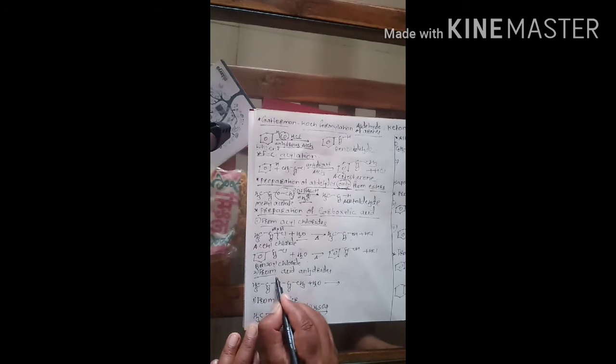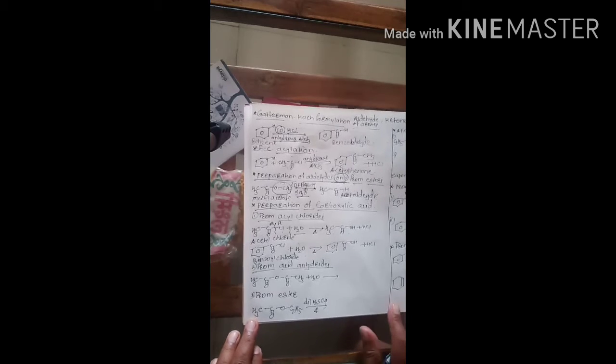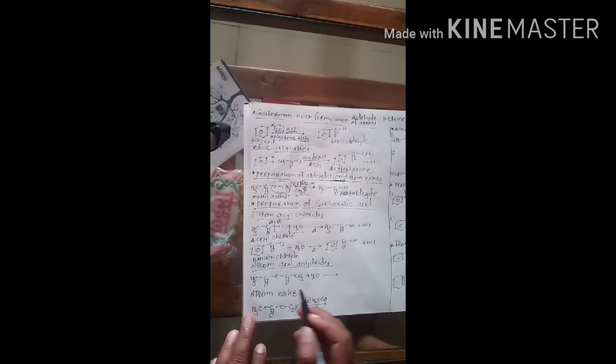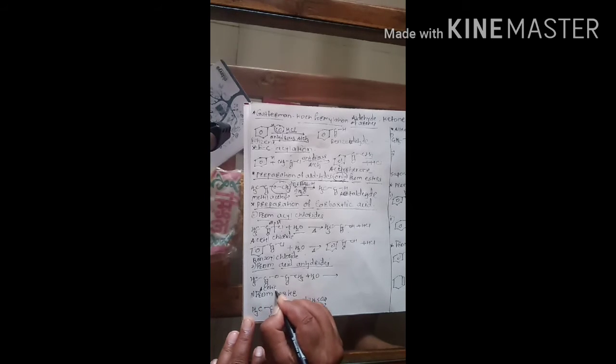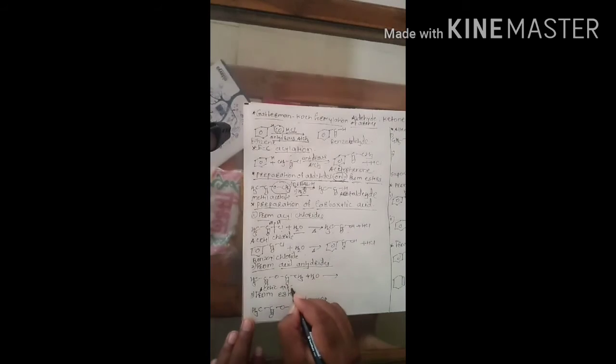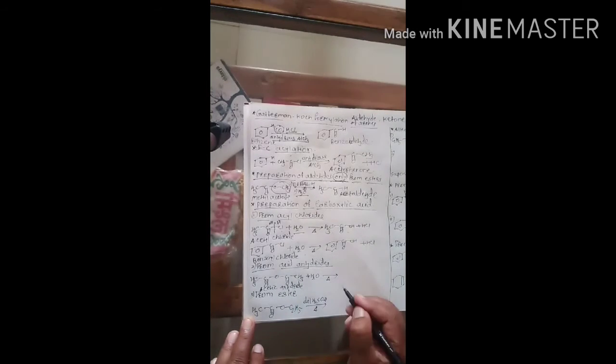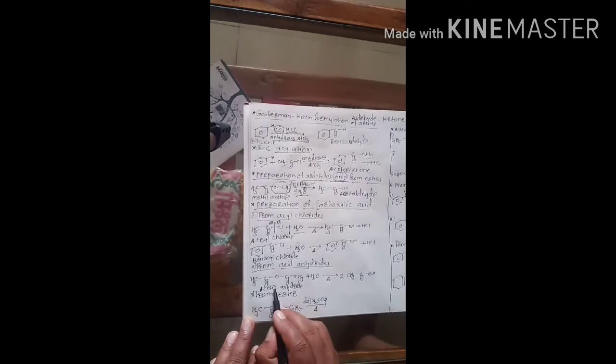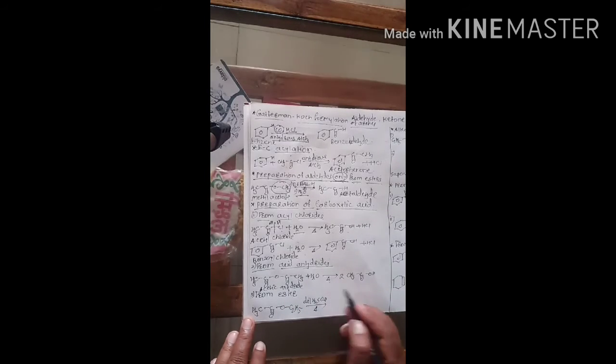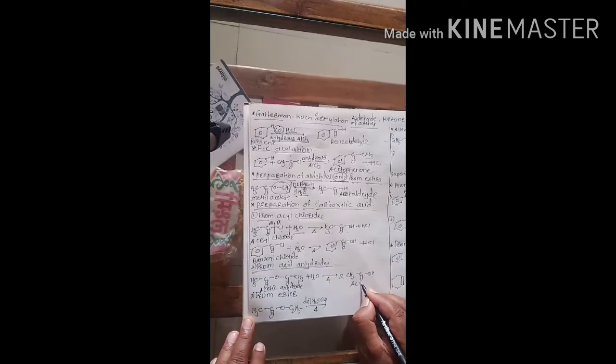Next method is from acid anhydride. So carboxylic acids can be prepared from acid anhydride. For example, if we take acetic anhydride, it on hydrolysis gives 2 molecules of CH3COOH. So when acetic anhydride is hydrolyzed, then we get acetic acid as final product.